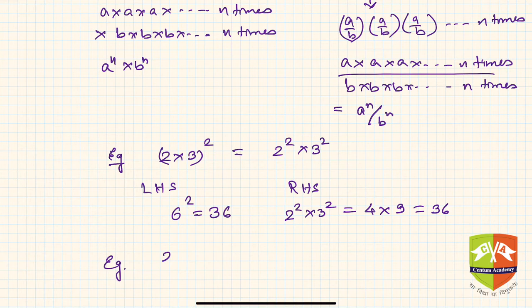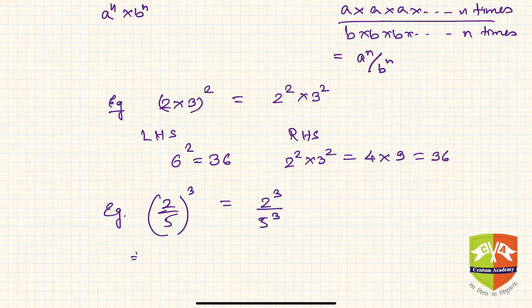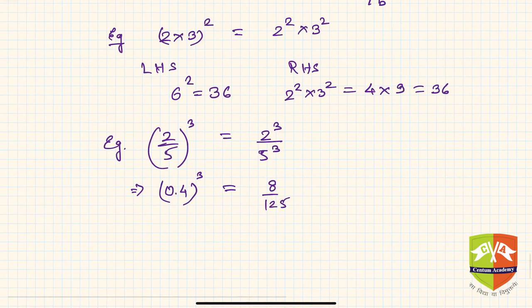Let's take another example. 2 by 5, let us say, to the power 3 should be equal to 2 cube by 5 cube. 2 by 5 is nothing but 0.4. So 0.4 cube must be equal to 8 upon 125. And actually, both will give you 0.064 as the answer. This is the LHS. And here also, 8 by 125 is 0.064. So both are correct, isn't it?